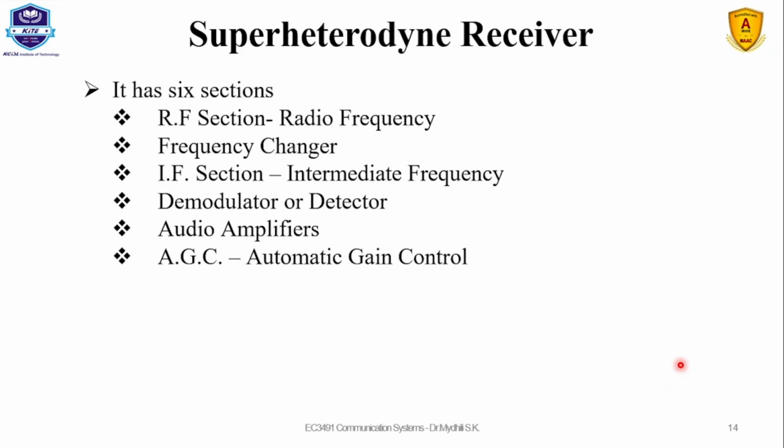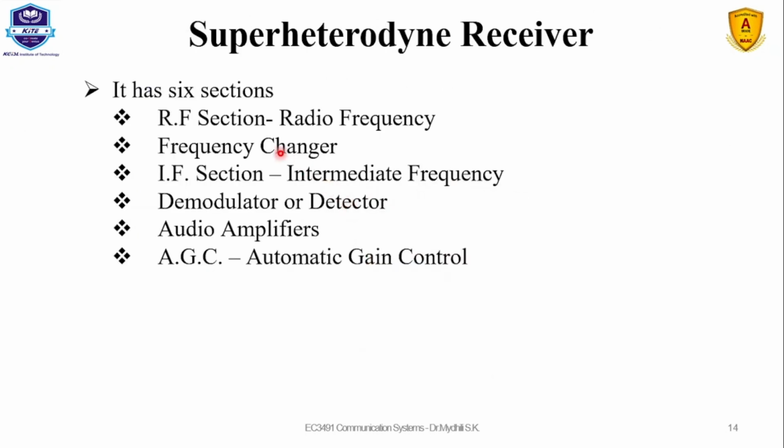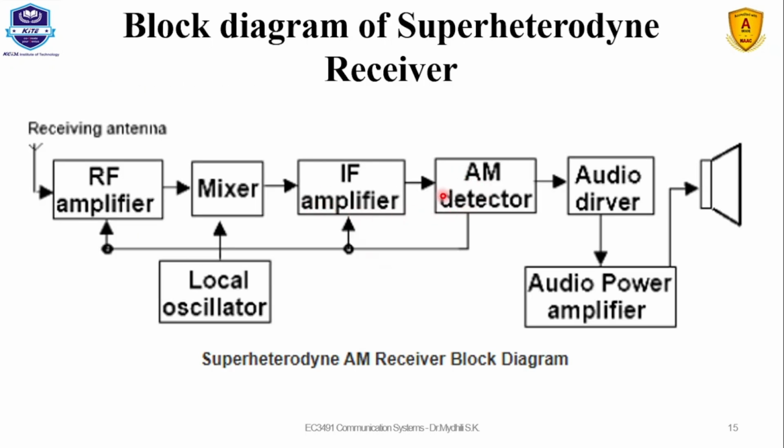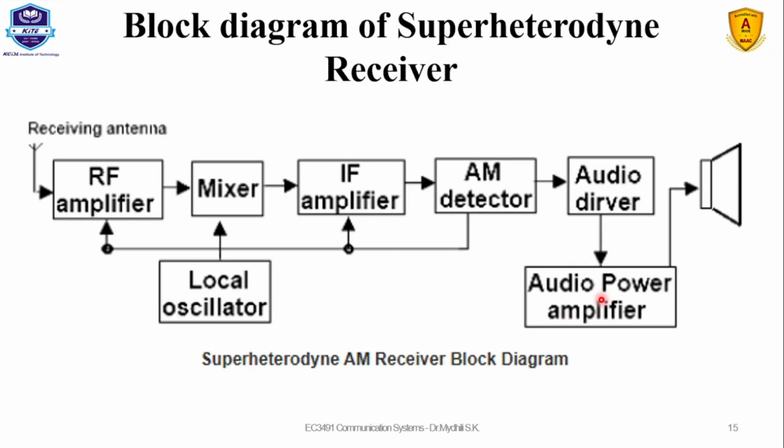Now, what does the receiver section have? The block diagram is divided into sections: the RF section, frequency changer with intermediate frequency selection, the demodulation part, and the audio amplifier with AGC gain control. The block diagram is shown here. It consists of an RF amplifier section with the mixer and an IF amplifier. You could see the IF section, the detection or demodulation part, and the audio amplifier and an AGC, or automatic gain control, which is to be noted here.